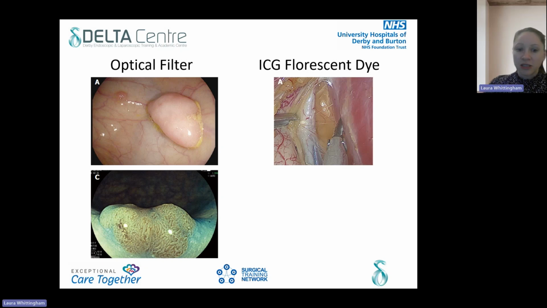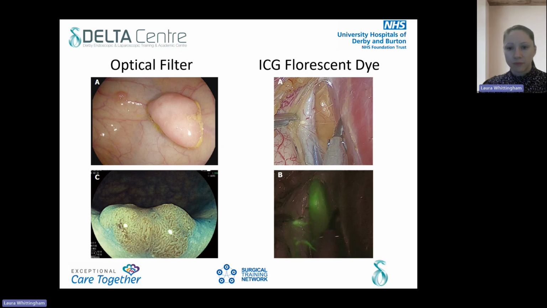However, if ICG dye is used, it really changes the game. So here you can see ICG has highlighted the lymph node in green, and the channels can also be seen in green.